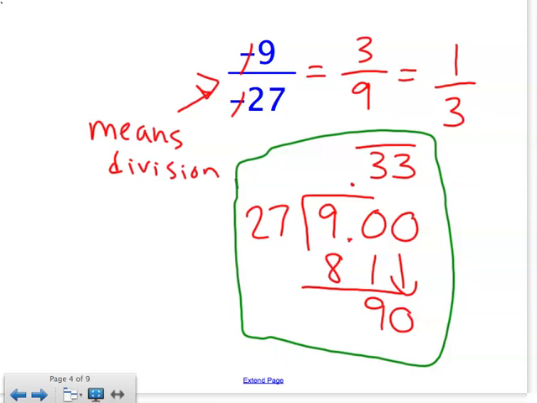I'm fine with you leaving it as that fraction, but if you like doing the decimal, you're more than welcome to do the decimal. The point we're trying to get across here is that these two negatives are going to cancel out. If one of them had been negative, my whole fraction would be negative, or my decimal would be negative, but since they're both negative, they're canceling out.